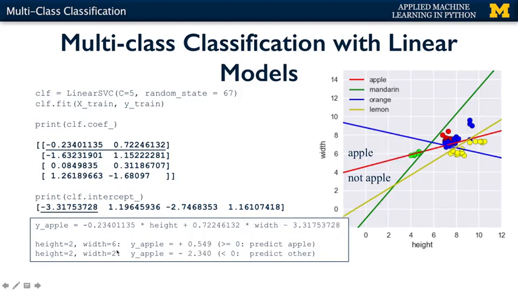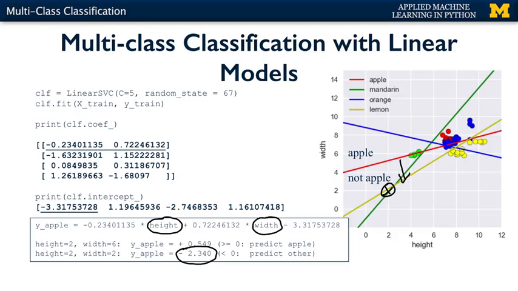Similarly, we can take another object, say one who has a height of 2 and a width of 2, so in this part of the space over here. And we can plug those two feature values into the same apple classifier. And when we do that, it turns out that the prediction value of the linear model in that case is negative 2.3, and that's less than 0, which is on this side of the decision boundary. And so the linear model for apple versus not apple here is predicting that this object is not an apple.